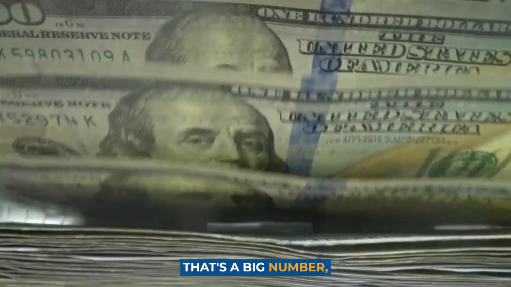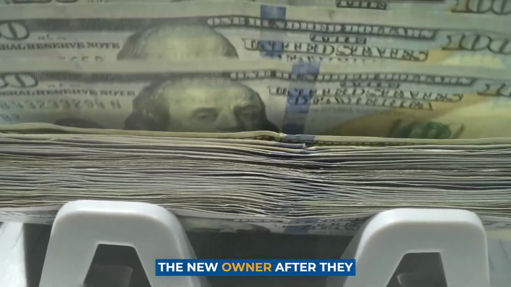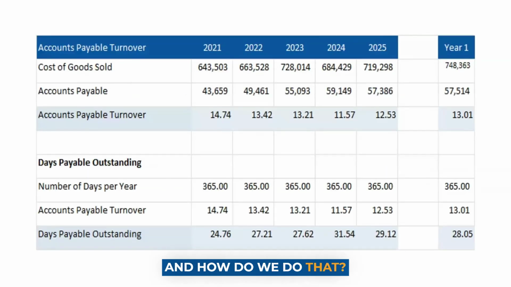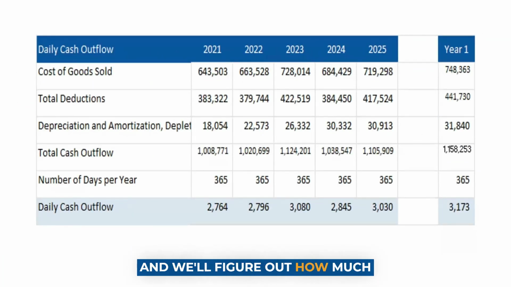That's a big number, and that makes a big difference regarding success for the new owner after they've bought the business. Now let's build our days payable outstanding. And how do we do that? We're going to be looking at those same kind of numbers. In this case, we're looking at our cost of goods sold divided by our accounts payable, and that gives us our accounts payable turnover. So now we'll take this cash conversion cycle number and we'll figure out how much cash is going out every day.